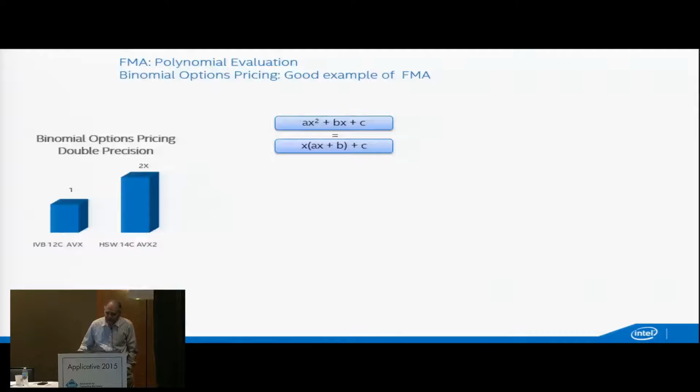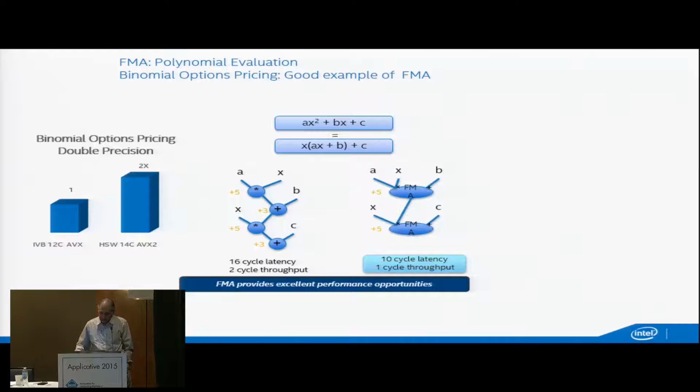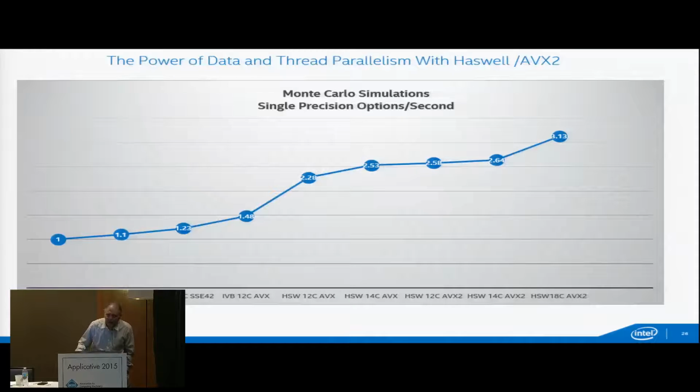Fused multiply-add is the new instruction we put into Haswell, and it gives you much lower latency. You can do 3 things in one. Well, I don't want you to go and put that instruction in yourself, leave it to the compiler. I'm just telling you about it.